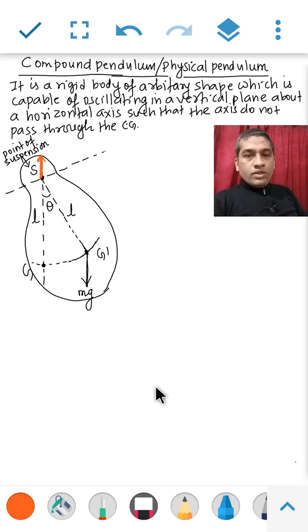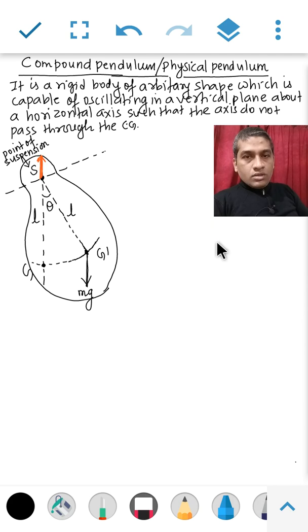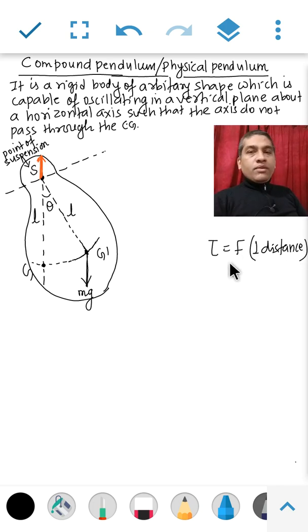Now we know torque equals force times perpendicular distance, in magnitude. So we need to find the perpendicular distance.